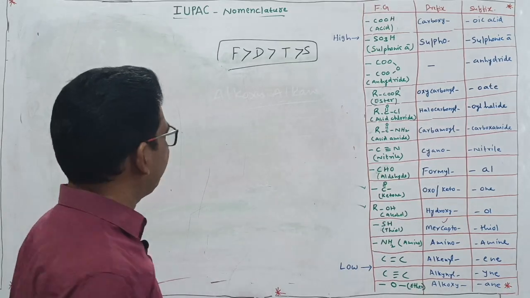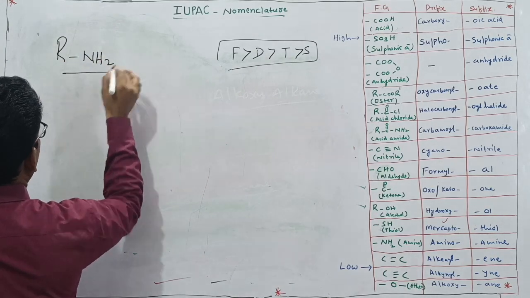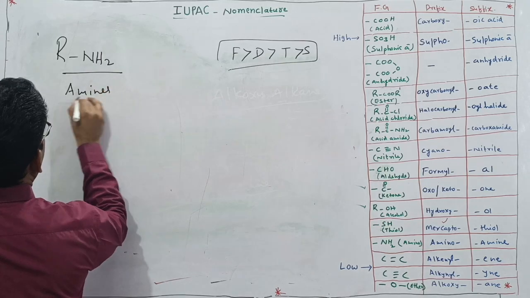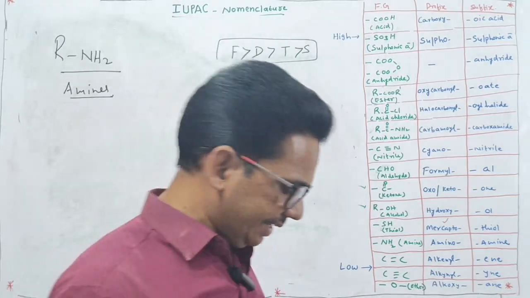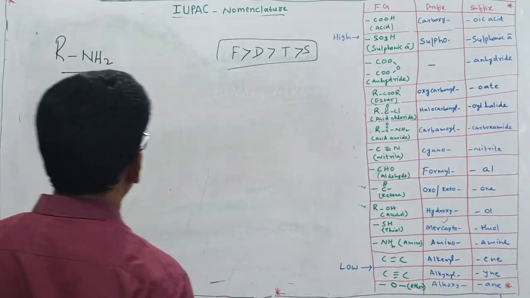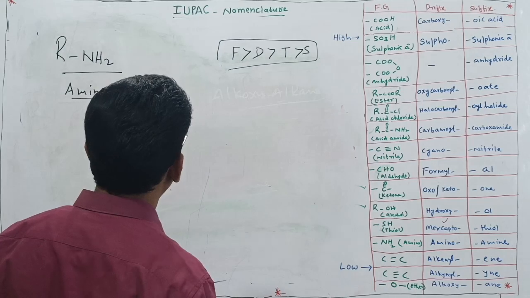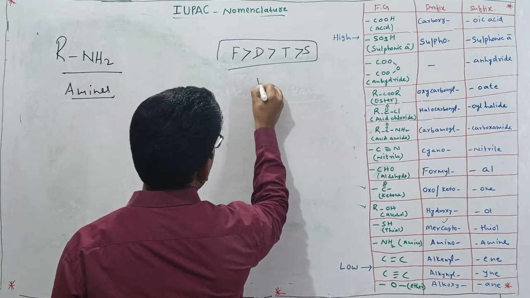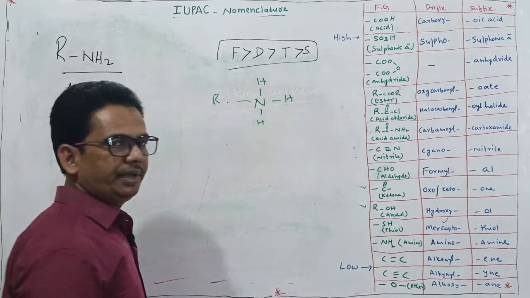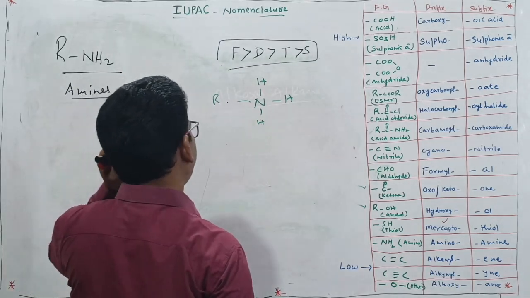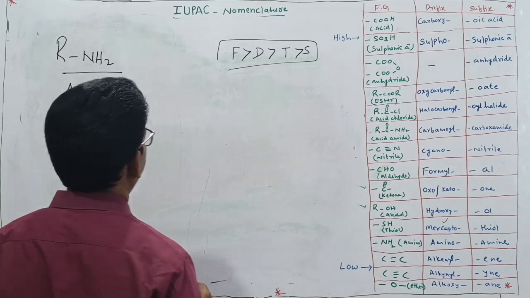Now we can start the amines. What is the functional group of the amines? RNH2. This is the functional group for the amines. Then how are we going to give the nomenclature for this? See, these are the derivatives of ammonia, NH3. Now, derivatives of ammonia means, how are we giving the IUPAC nomenclature for these amines?